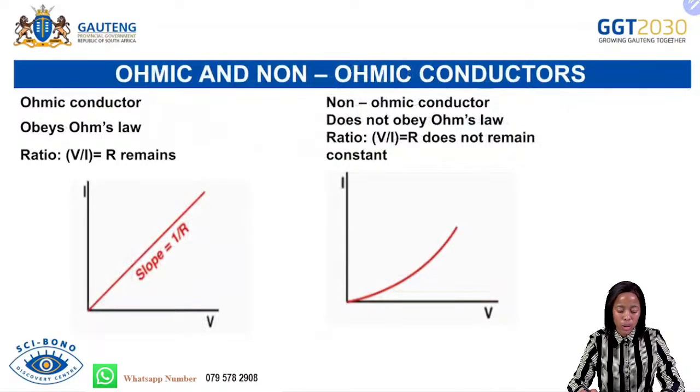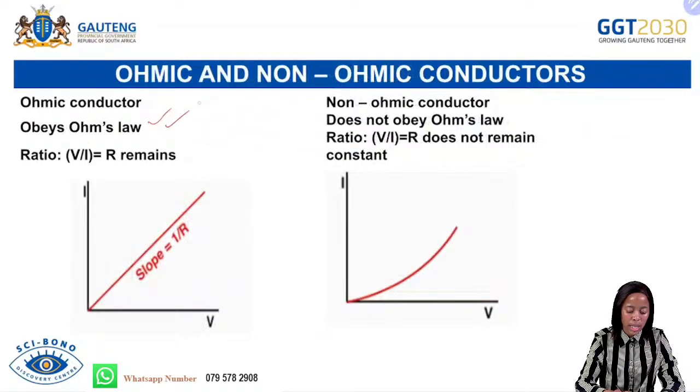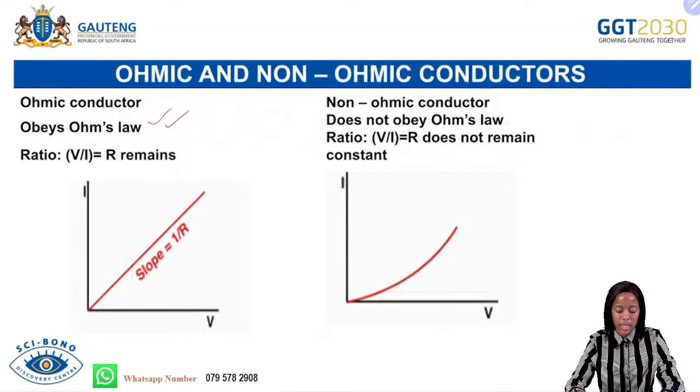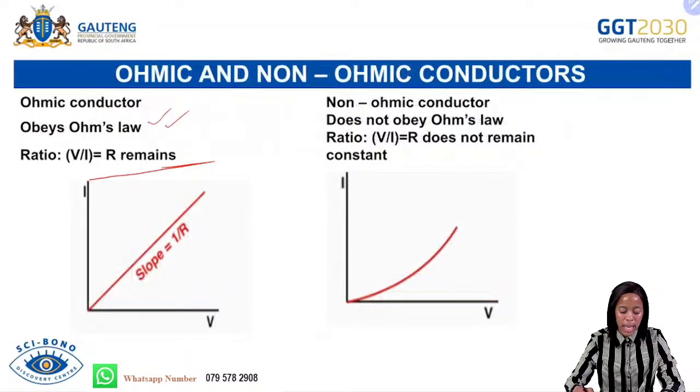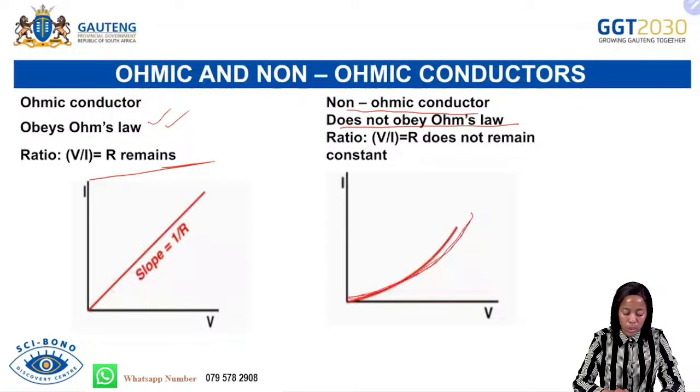For an ohmic conductor, we are therefore saying that an ohmic conductor will obey Ohm's law. And with the ratio of V over I, R remains constant. And with a non-ohmic conductor, we are saying that it does not obey Ohm's law, and therefore R does not remain constant.